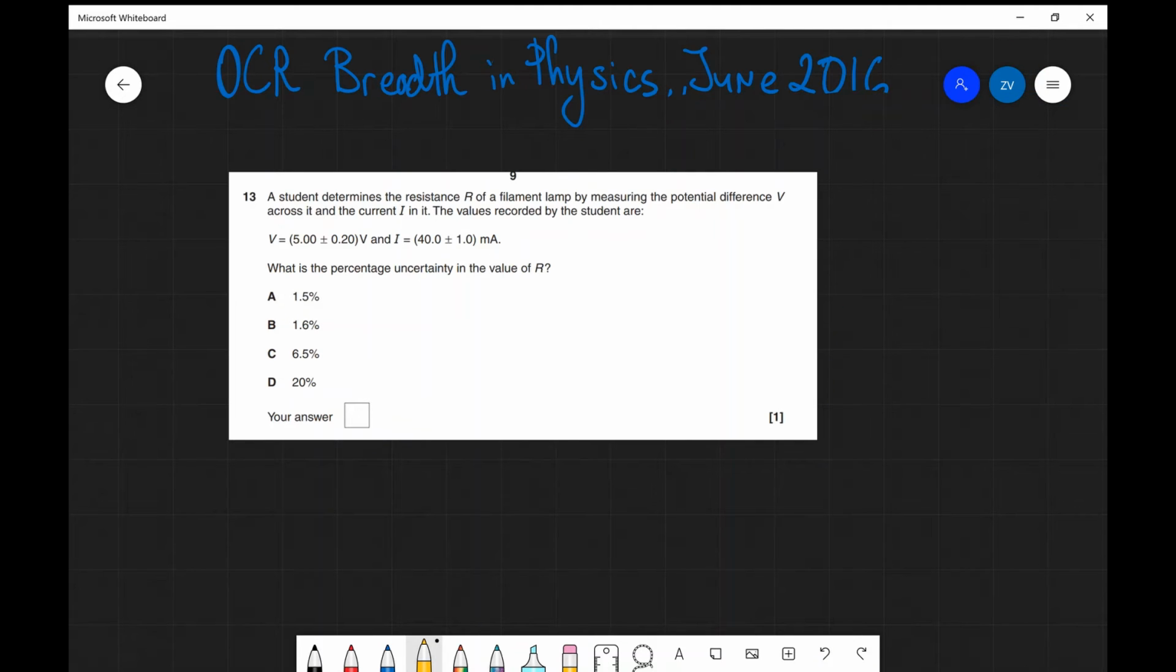Right, moving on to question number 13. A student determines the resistance R of a filament lamp by measuring the potential difference V across it and the current I in it. The values recorded by the student are the following. We've got the values for V and I with their absolute uncertainties. What is the percentage uncertainty in the value of R? Okay, well, the formula for R is that R is equal to V over I.